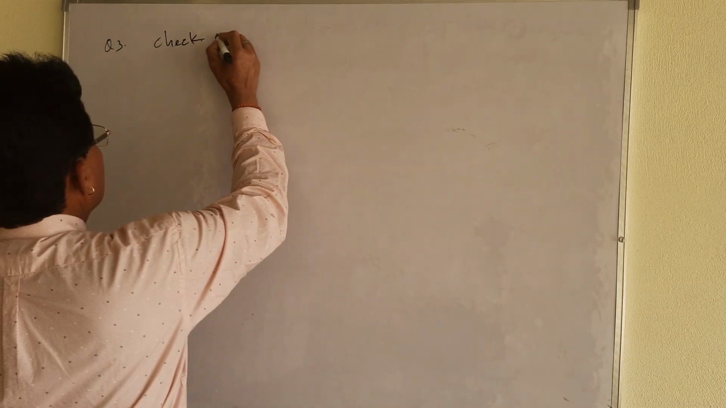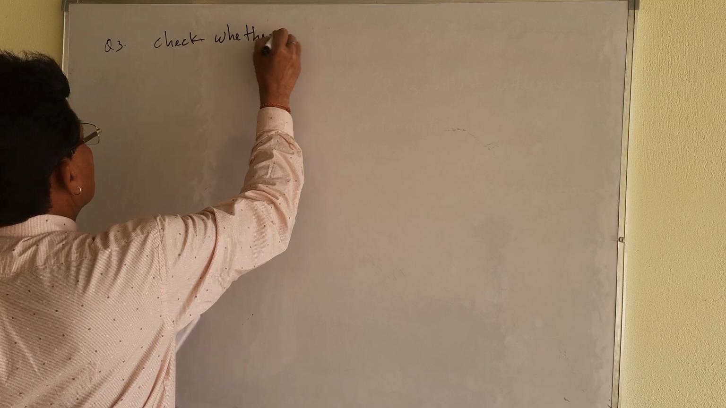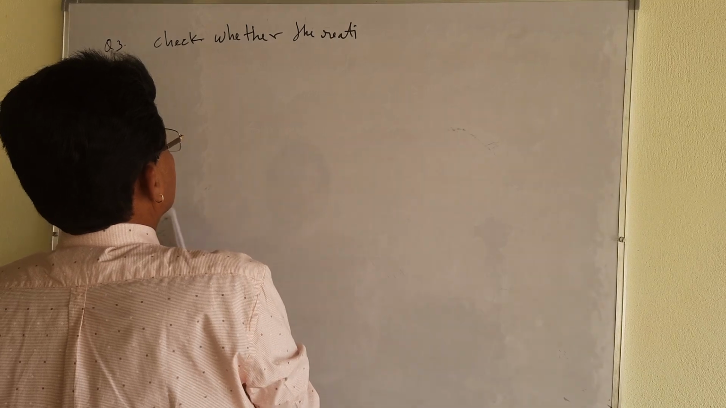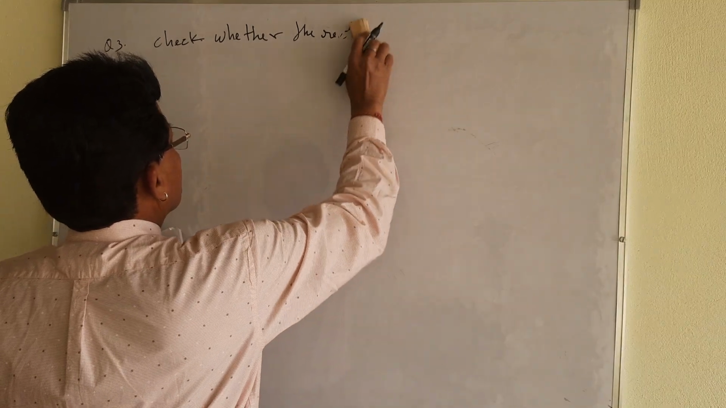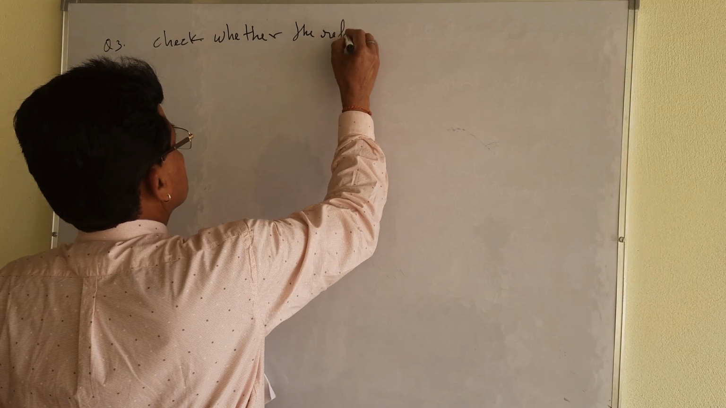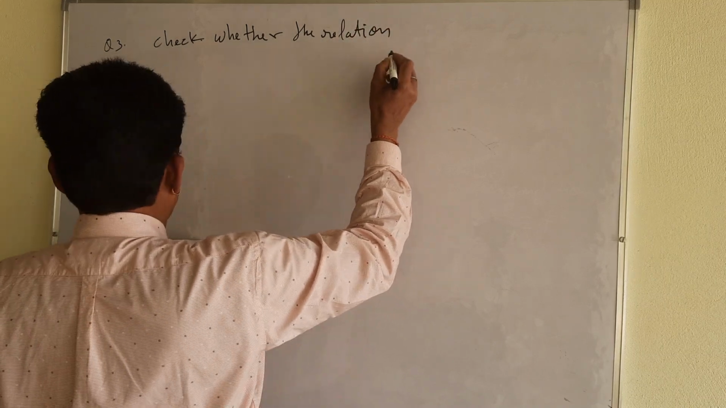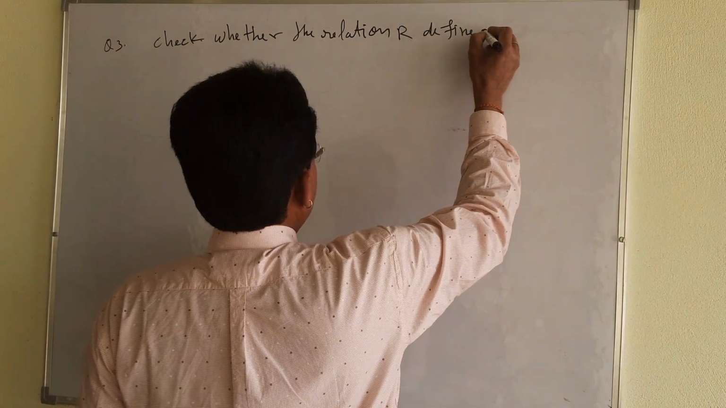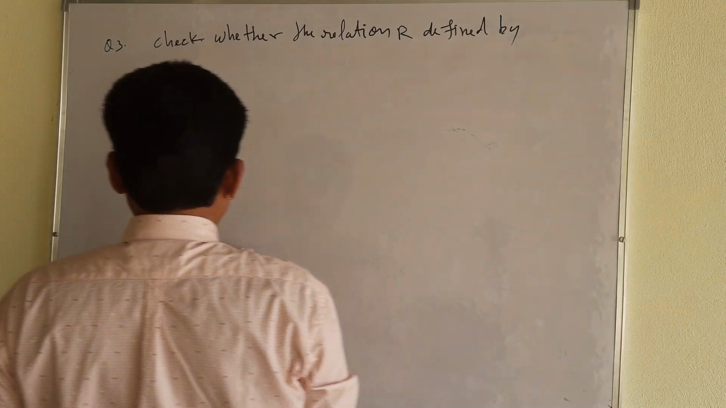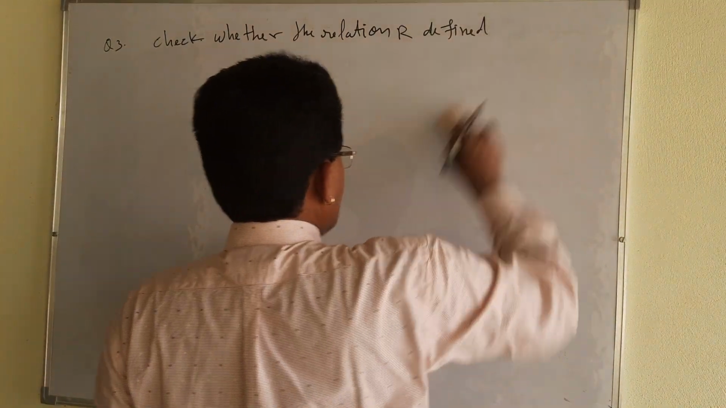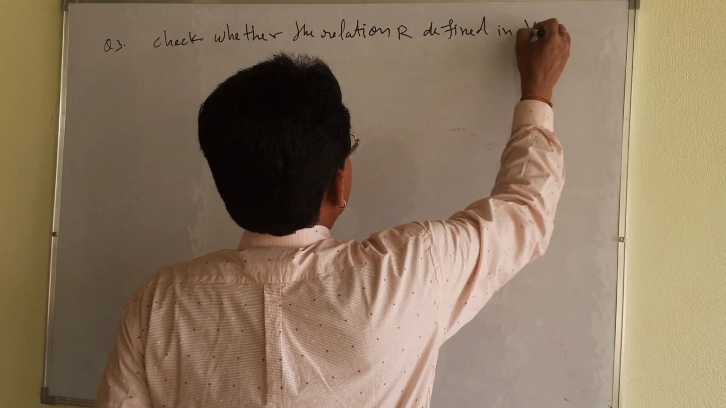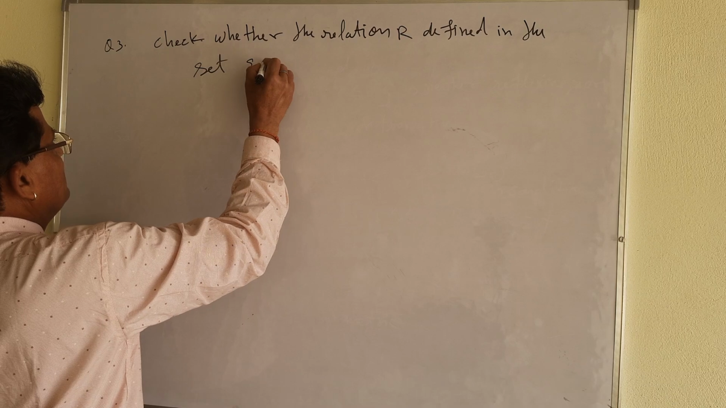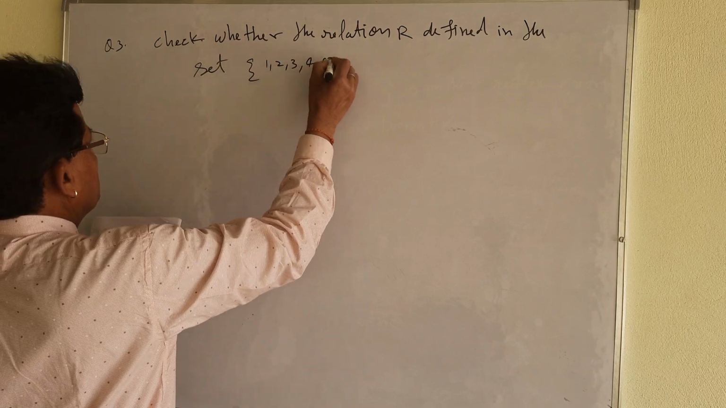Check. What will you check? Whether the relation, see my dear student, see the relation, are same thing, defined by what? In the set. Set is essential. In the set, what is the set? Elements are given: 1, 2, 3, 4, 5, 6.